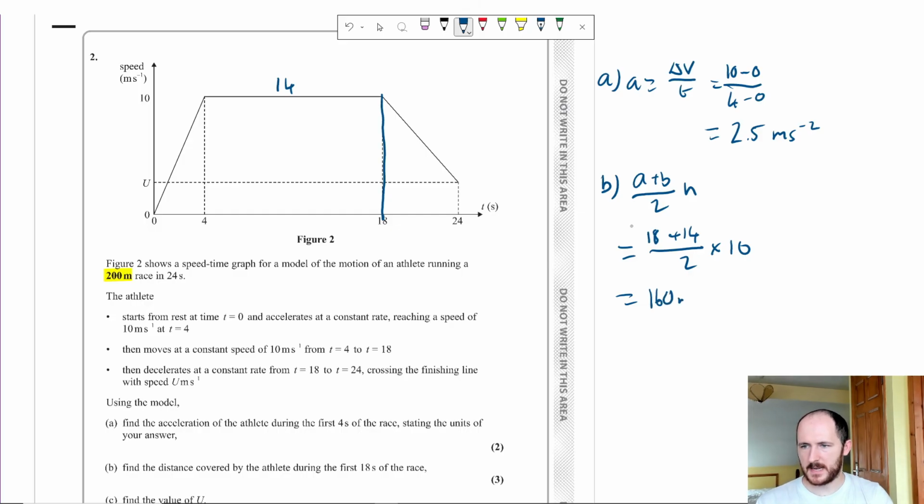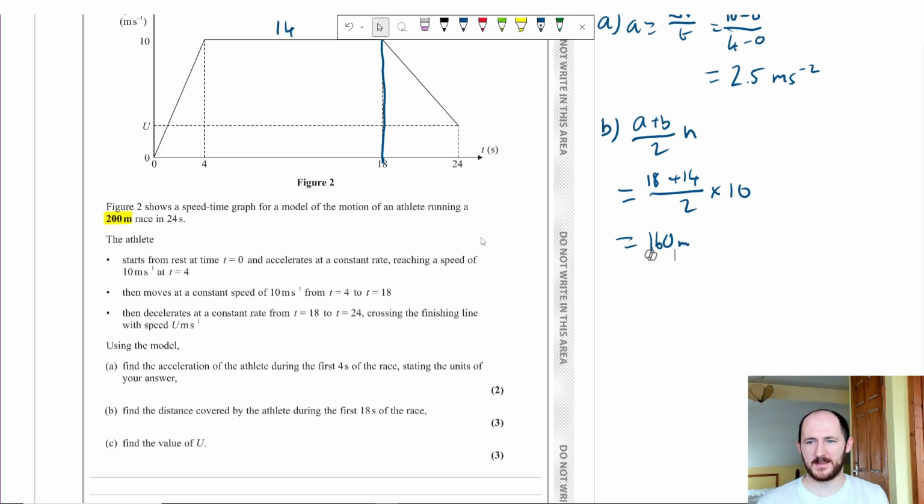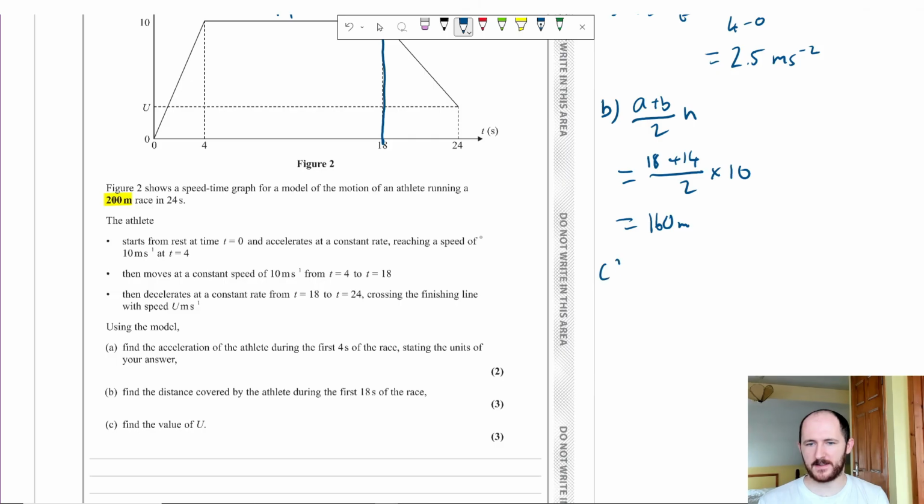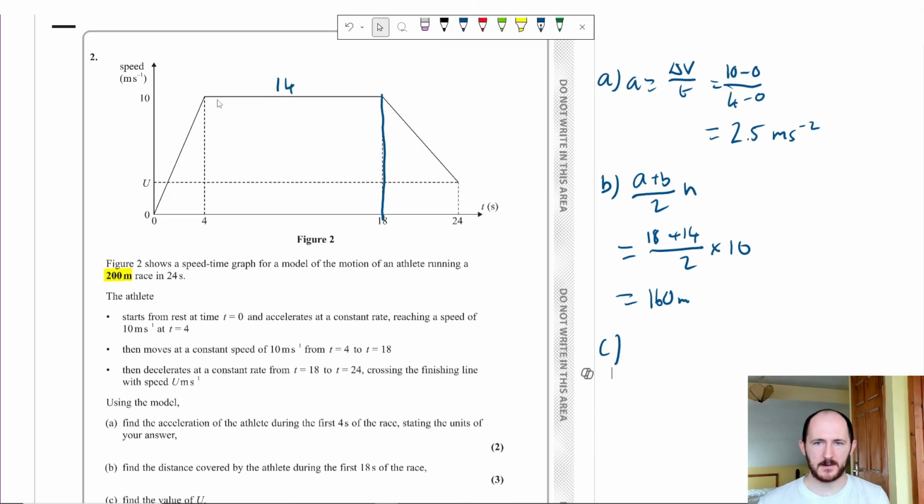Cool. Now, because it's a 200 meter race, we can probably expect that it should be a number smaller than 200, so that might be a way that you can check your answer. And then part C, it says find the value of u. Well, remember, the area under the entire graph, including this red part over here, should add up to 200 meters because it's a 200 meter race. So if everything on the left of this red shape is 160, that means the area of this shape should be 40 meters.